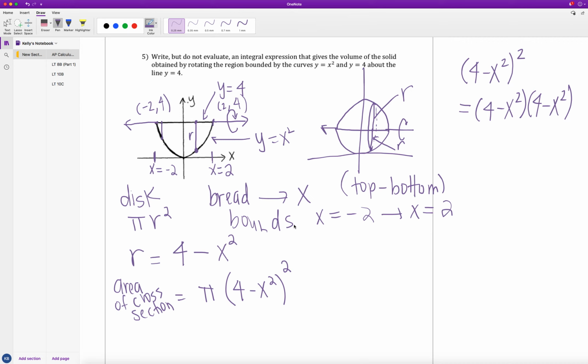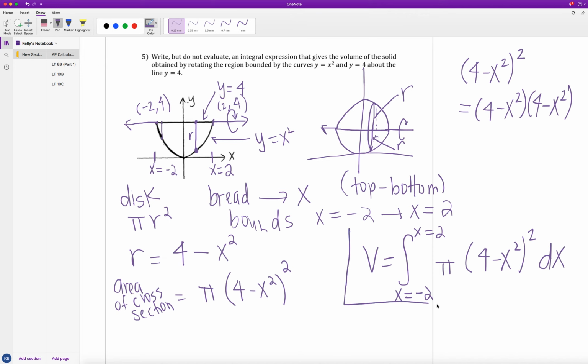Well, now that I have my bounds and my area of my cross section, to get the volume, I'm going to integrate my area. When I do so, I have my bounds going from x equals -2 to x equals +2 of my area of my cross section, which is pi times 4 minus x squared, the entire thing squared, and then this is with respect to x. So this entire piece right here would be our volume that we get by rotating that region about the line y equals +4.